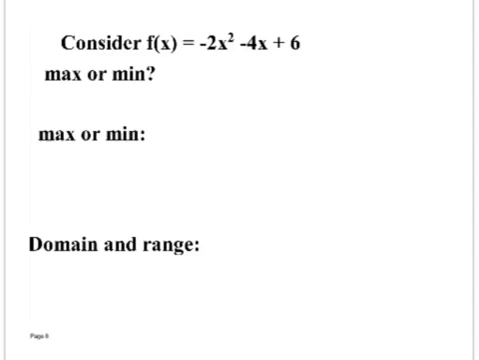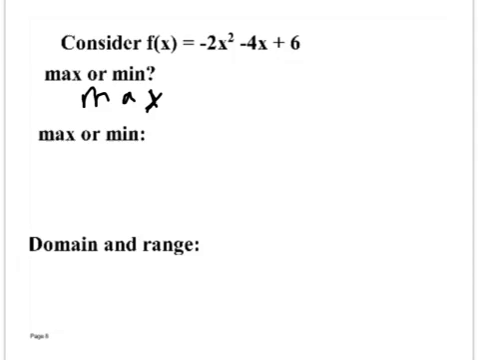The first thing we need to figure out is, does this have a maximum or minimum? It has a maximum because when a is negative, which it is here, it's -2, we have a maximum because it opens upside down. So that means the vertex is going to be a maximum point. Now we need to find the max.